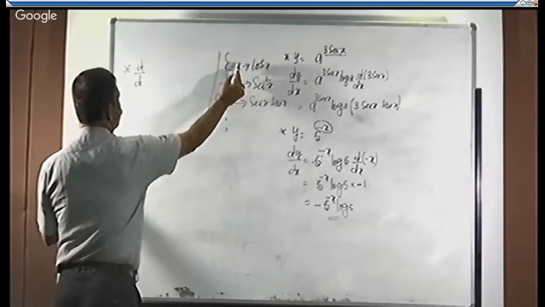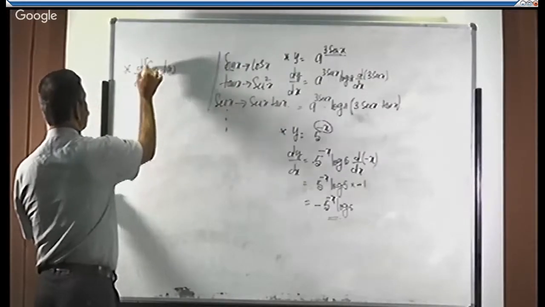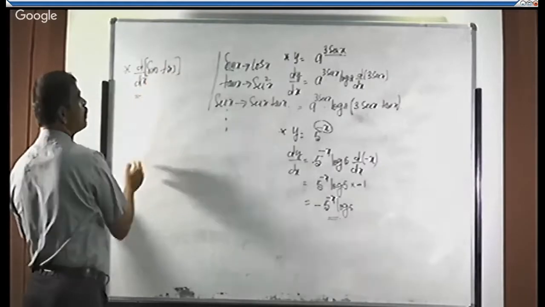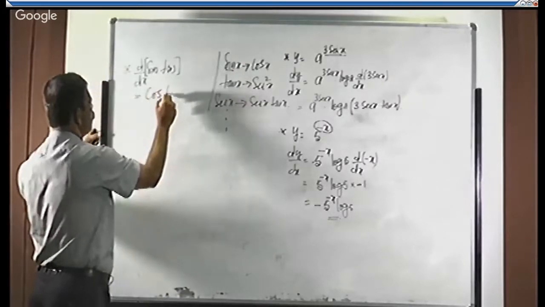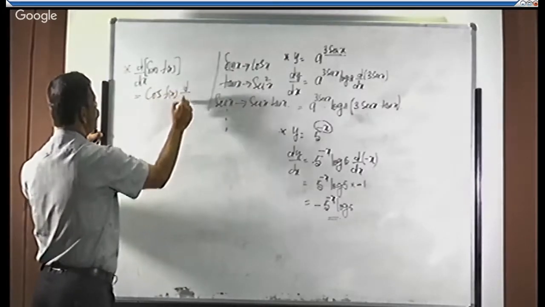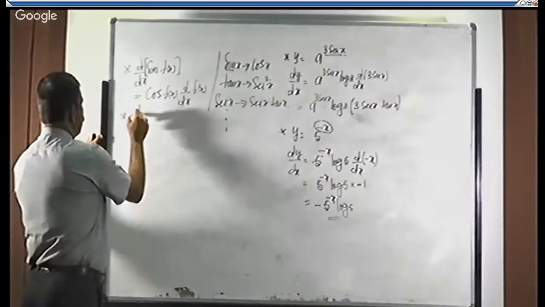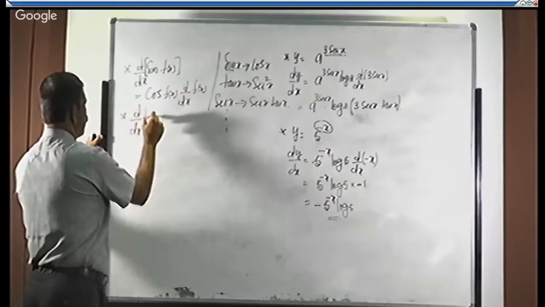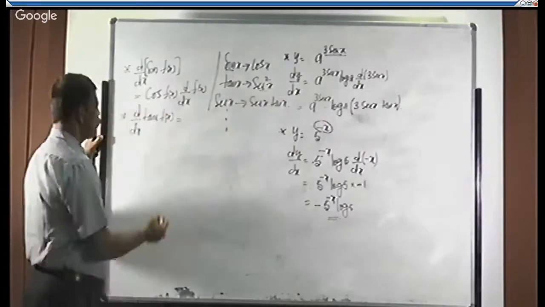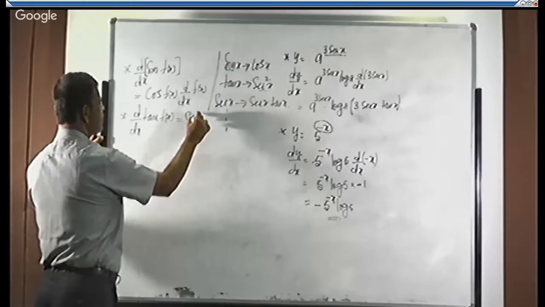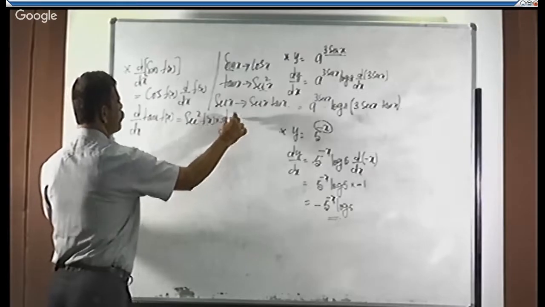Differentiation of sine of function, d by dx of sine function. The answer is what? Differentiation of sin x is cos x. So for sine function, it is cos function into d by dx of function. d by dx of tan function: differentiation of tan x is secant square, therefore differentiation of tan function is secant square function into d by dx of function.